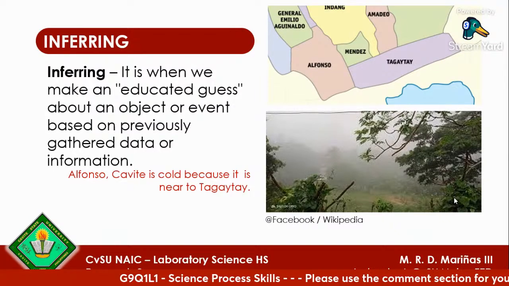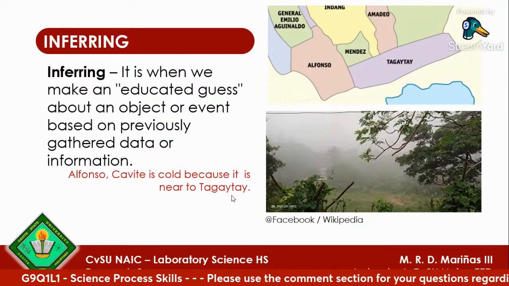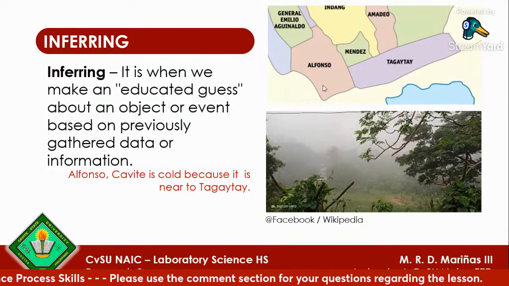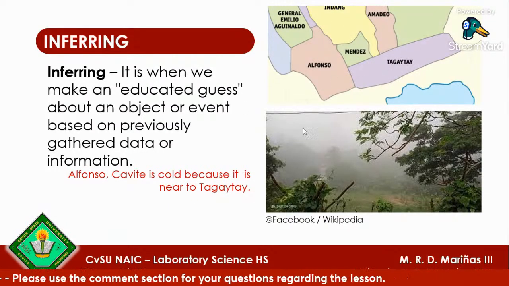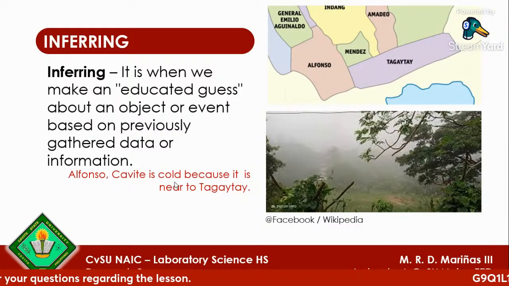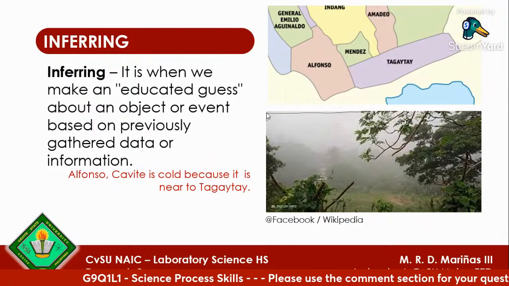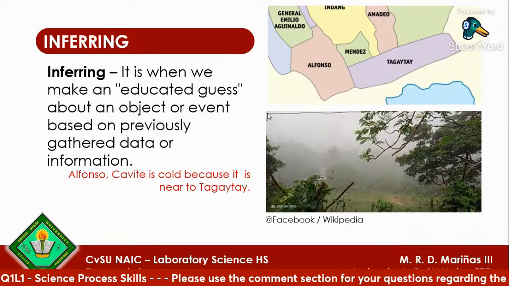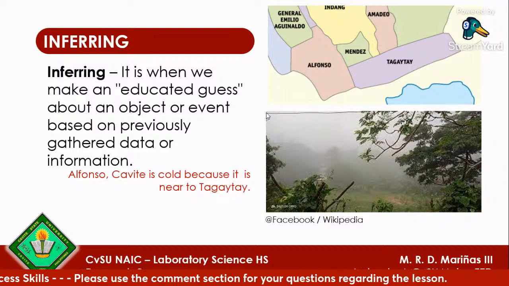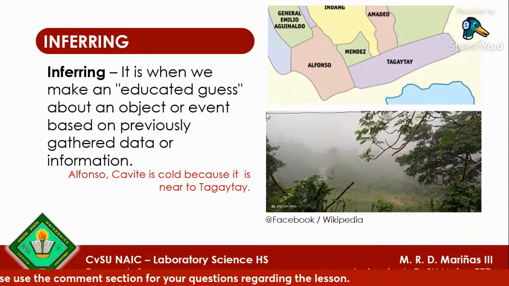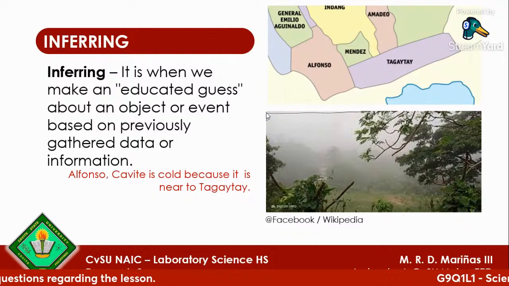What is the previous information that we have here? Yung near Tagaytay, because you have studied the map na yung Alfonso Cavite is near Tagaytay. And yung inference natin dito is yung pagsabi natin na baka o siguro malamig sa Alfonso Cavite kasi malapit ito sa Tagaytay. So that's an inference. So it's an educated guess. We do not have the exact data, we do not have the exact observation from Alfonso Cavite, but because of previously gathered information or data, we can give an educated guess about a situation.